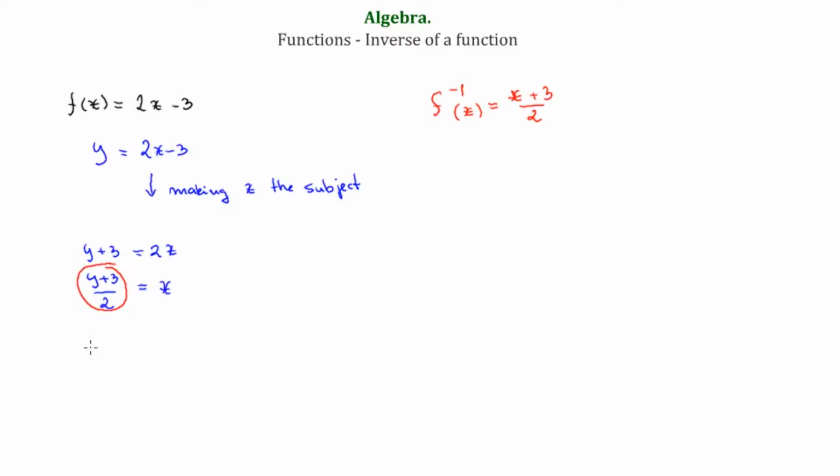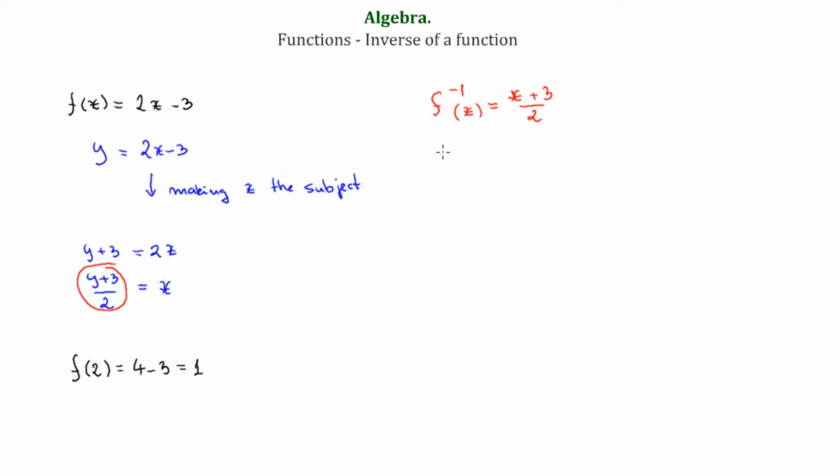Let's see a little how this works. Say we take our function f of x is 2x minus 3. That means that if we give a numerical value to x, let's say 2, then f of 2 will be 2 times 2, which is 4, minus 3, which is equal to 1. So when we give x the value of 2, the function has the numerical value of 1.